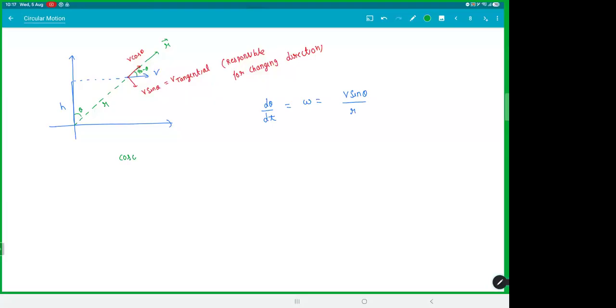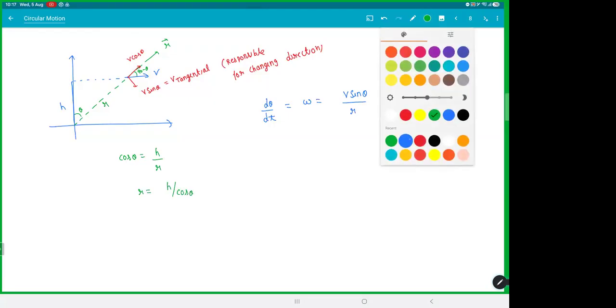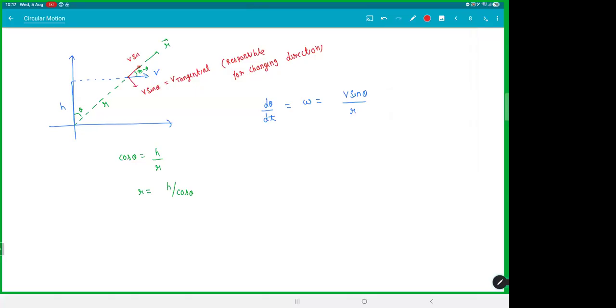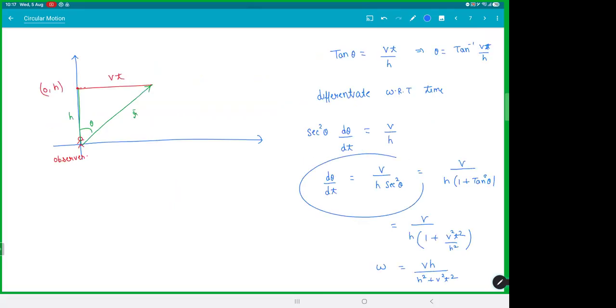So we get cos theta is equal to h by r. So r is equal to h by cos theta. I think I wrote it wrong. Wait, this is v sin theta. This is v cos theta. So this is nothing but v cos theta by r, which is h by cos theta. So we get omega is equal to v by h sec square theta. Can you see the same answer? And do you guys remember where we did this?